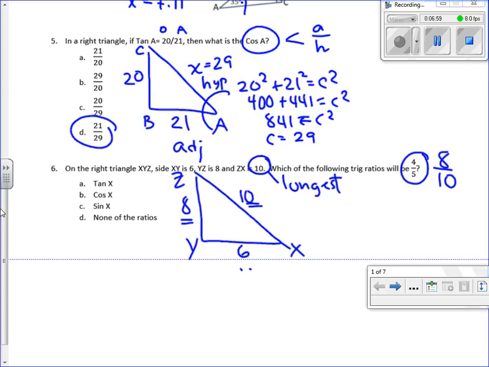And so let's see, would the tangent work? Well, no, because tangent's opposite over adjacent, so it's not that one. Cosine of x will be adjacent over hypotenuse, so that's not going to work. The sine would be opposite over hypotenuse, 8 over 10. I think that's it. So the sine of x will equal 8 over 10, which reduces to 4 over 5. So the answer to number 6 has to be C.